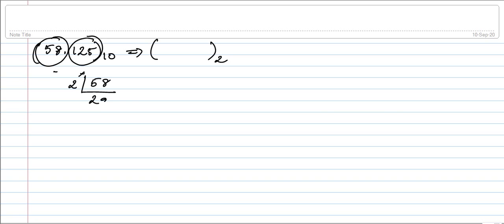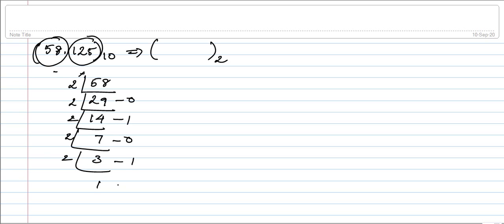58, I have 29, with the remainder 0, then again I divide 29 by 2, so I have 14, then I have 0, then divided by 2, I have 7, then 0, then divided by 2, I have 3, 2 threes are 6, so minus 1, again I divide it by 2, so I have 1 and 1. So I have to write it from bottom to top. So what would be my answer? This 1 1 1 0 1 0.